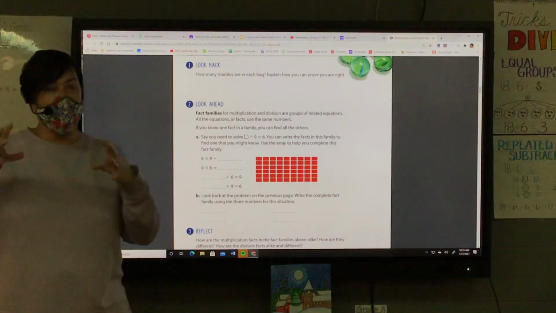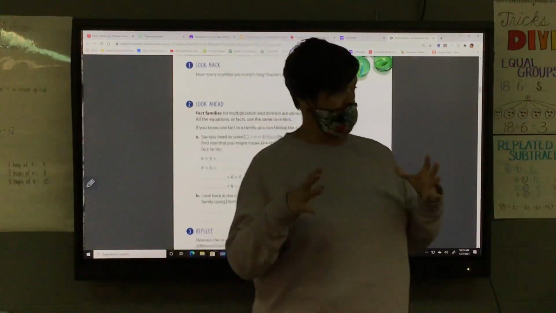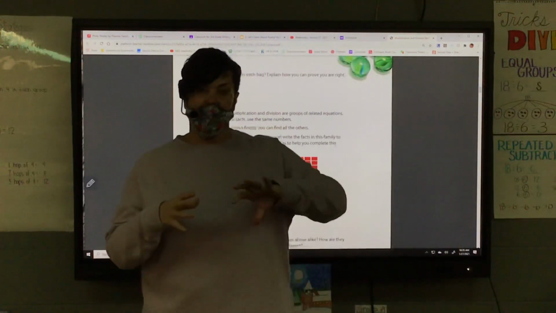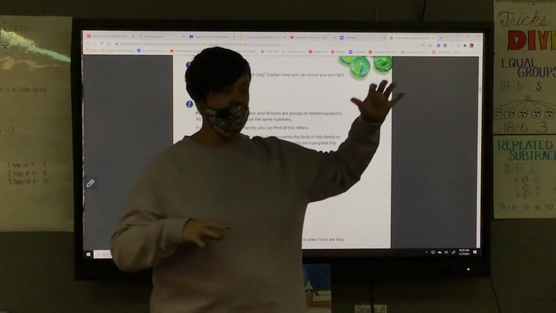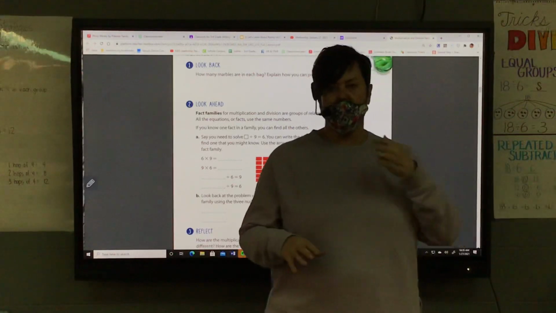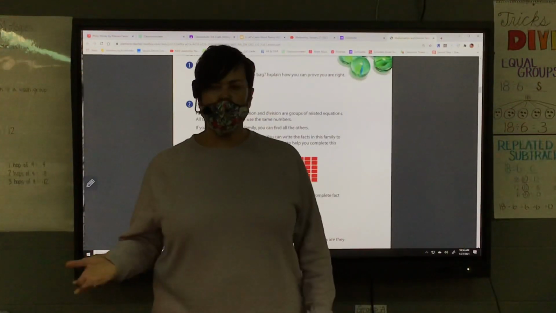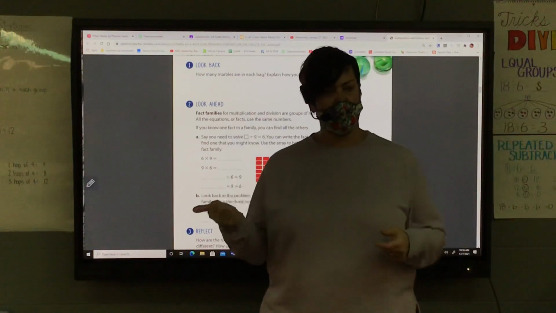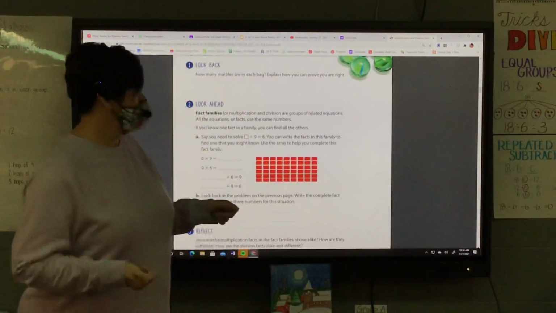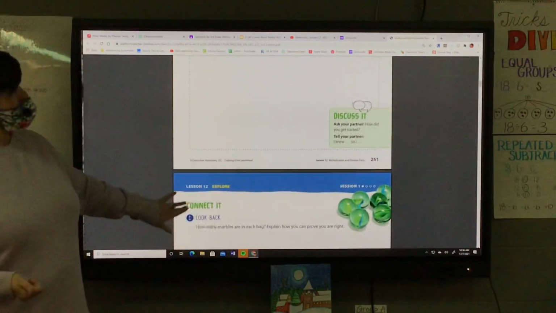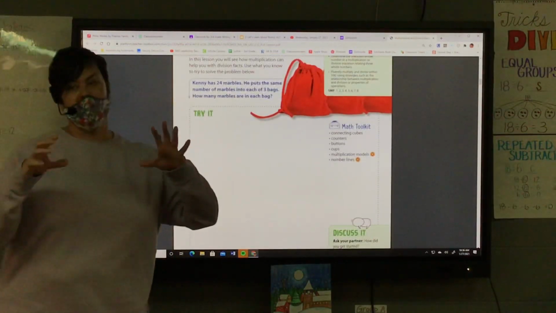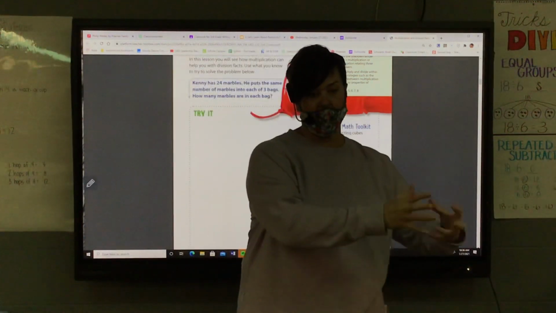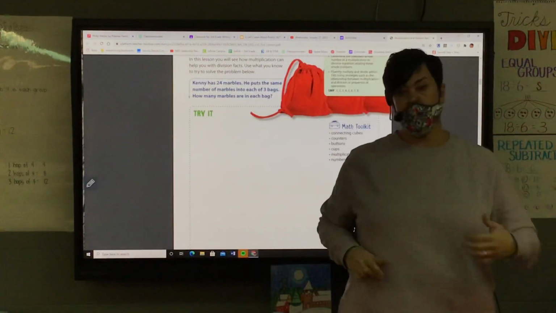So we started out with the larger number, right? 24 marbles. And we split those 24 marbles into 3 different groups. So were we multiplying or were we dividing in that problem from the page before? Dividing. We were dividing because when we start out with the bigger number and break it into smaller numbers, that means we're dividing.